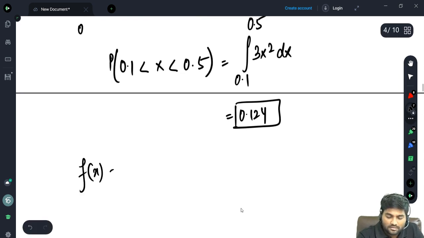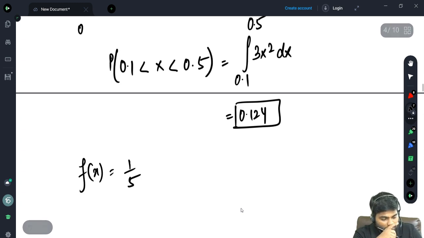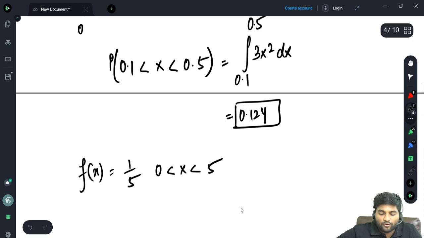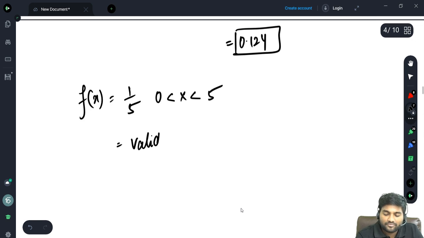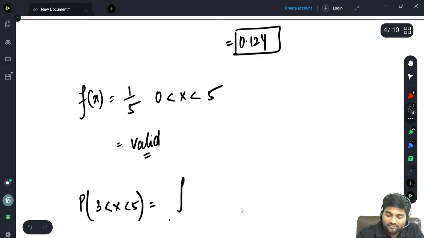Fx is equal to 1/5. Okay. Please check whether this is a valid PDF or not. So it is a valid PDF. All of you are getting the same answer. Now we are asked to calculate the probability. So we'll integrate from 3 to 5.